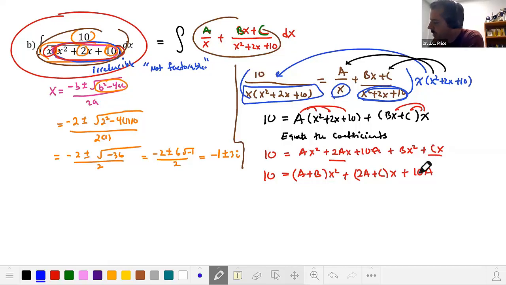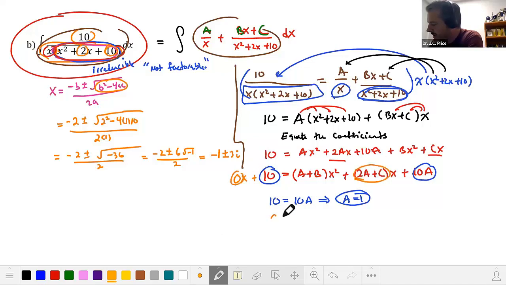And now I equate the coefficients. And so the way that works is we take the constant terms and we set them equal to each other. So we get 10 equal to 10A. And that tells me really quickly that A is equal to 1. Just divide both sides by 10. And then over here, I have an x term, 0 times x. So I put 0 equal to the x term over here. So 0 is equal to 2A plus C.